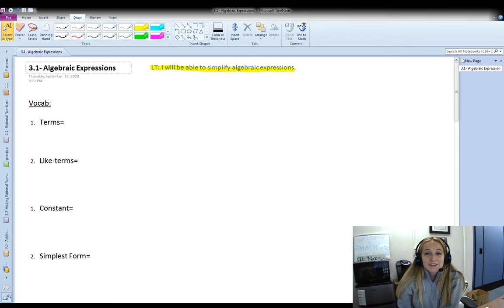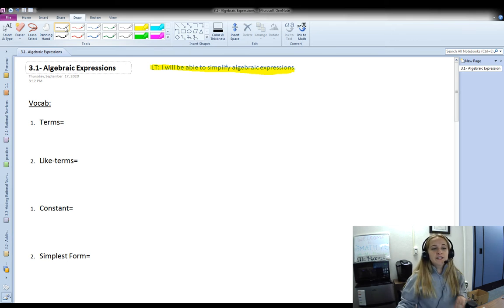Hey. Today we're going to be learning about 3.1, which is algebraic expressions. So, our learning target for today is: I will be able to simplify algebraic expressions. Make sure that you have the title down in your notebook as well as the learning target. And as we follow along, feel free to pause, write down what I'm writing down, and get these down in your notes so you can use them to help you throughout this chapter.